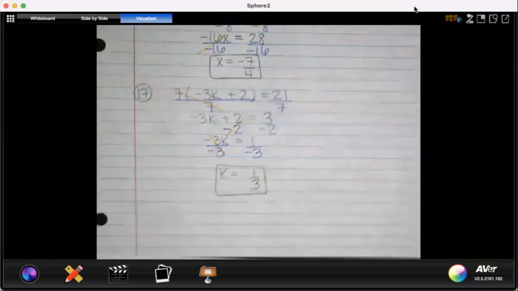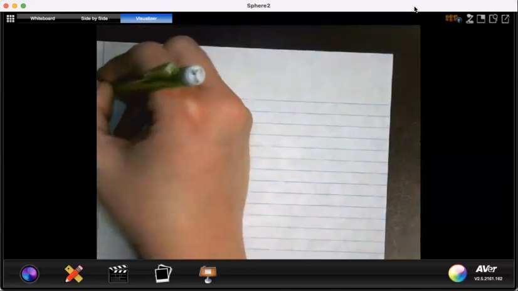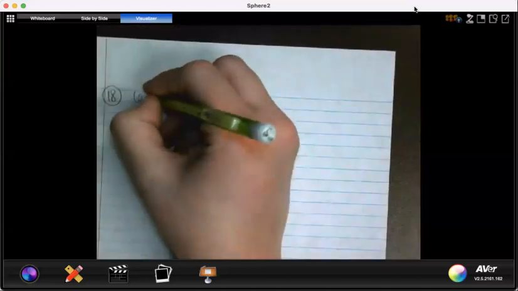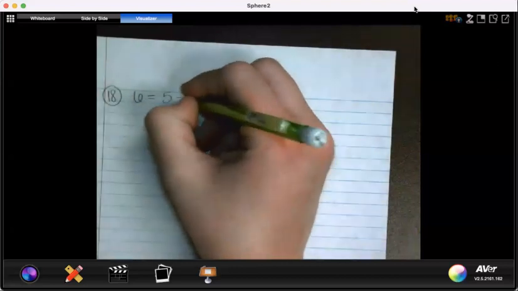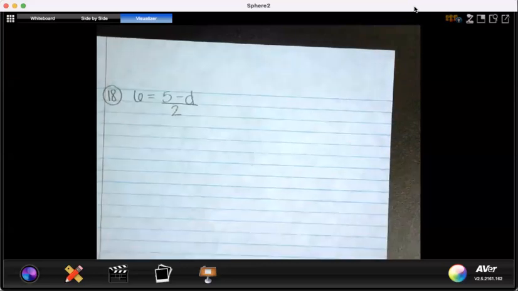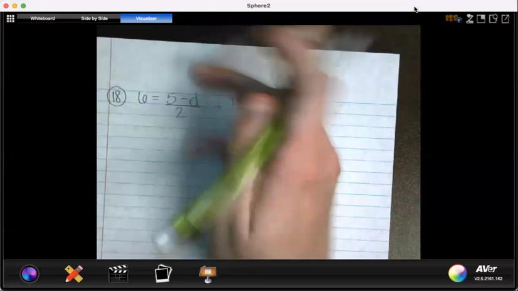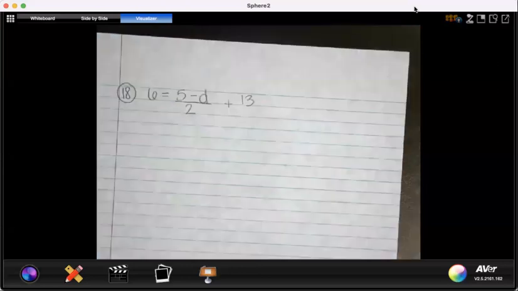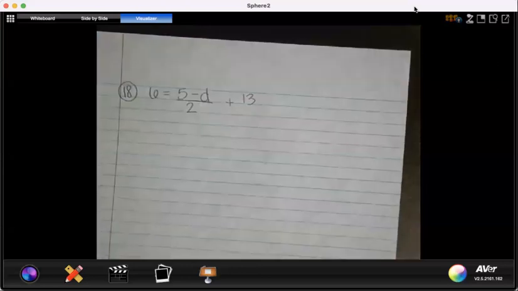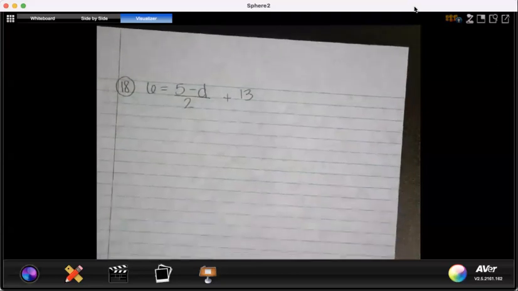And our last example, which of course means I have to do one more page, is number 18. 6 equals 5 minus d, all divided by 2, outside of that, plus 13. So this one is a multi-step problem, and it does not deal with distributive property, okay? This is a different, just multi-step in general.